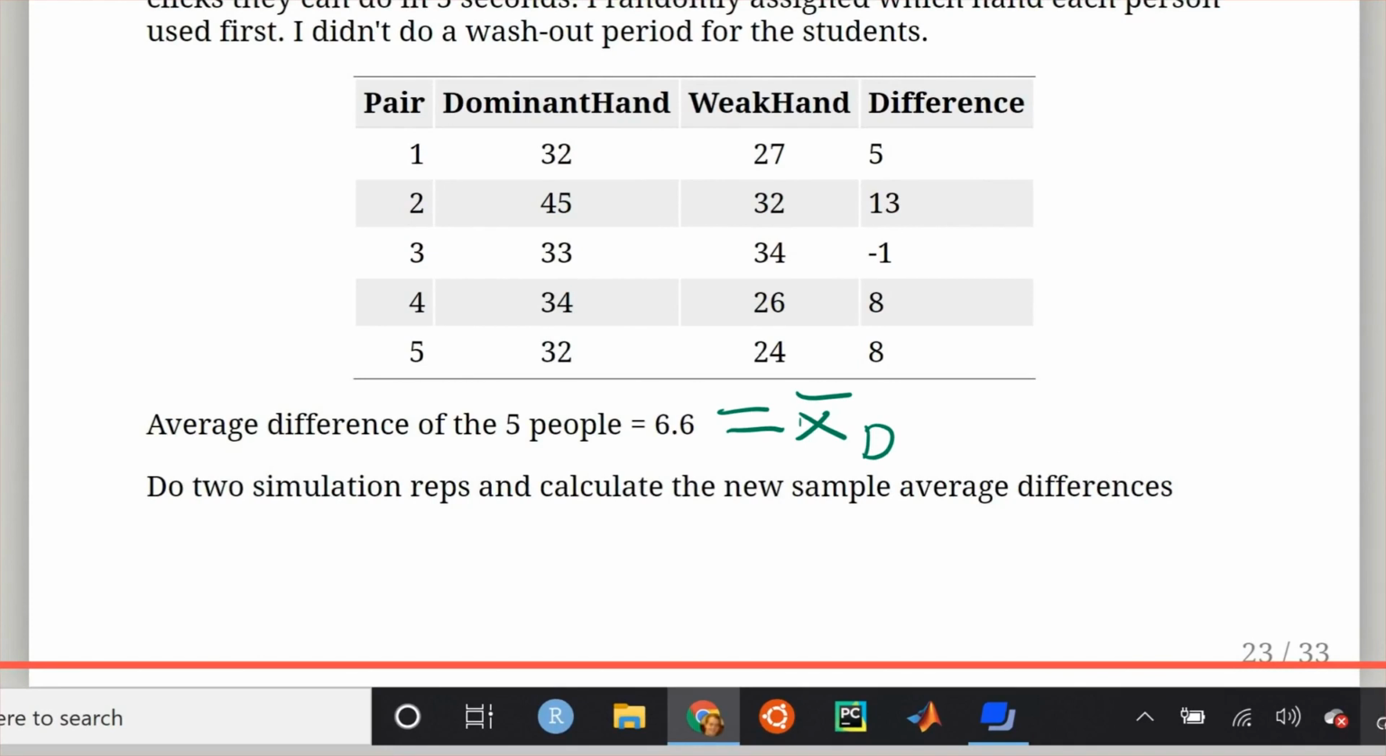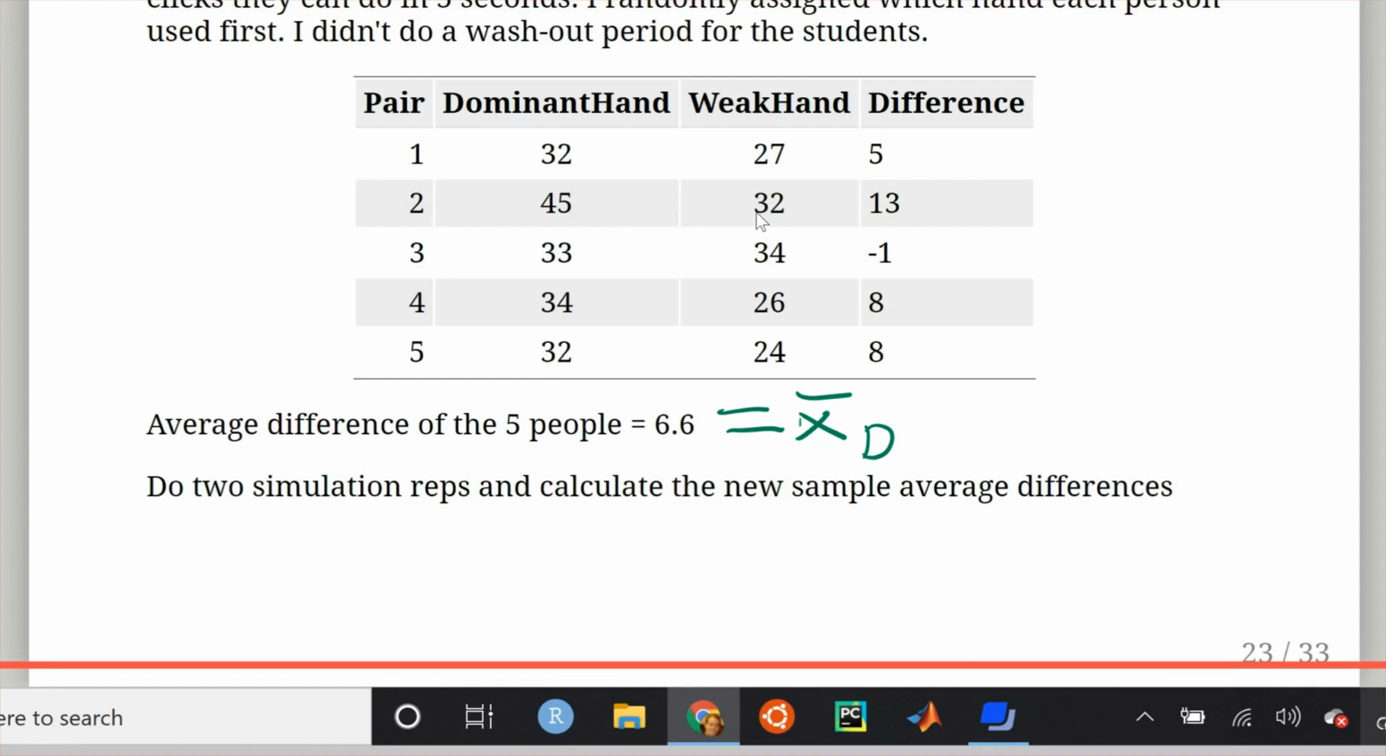Let's go. Flip. I got a tails. So I'm going to keep student 1's measurements as 32 first, 27 second. Okay, now student 2. I got tails again. So student 2 will have 45 first with their dominant hand and 32 second.